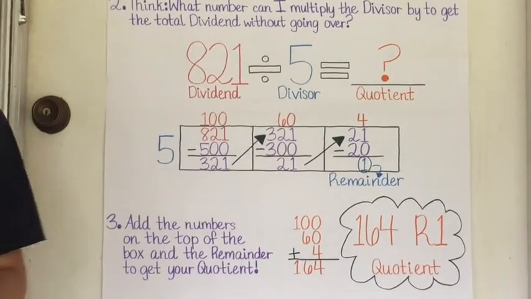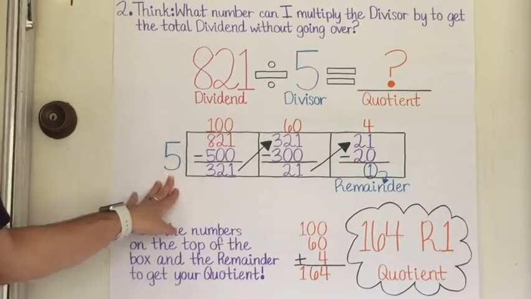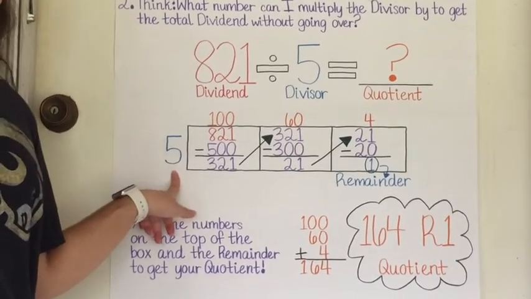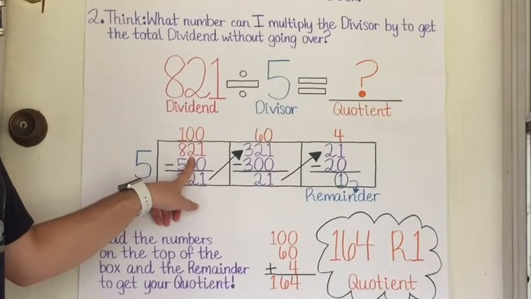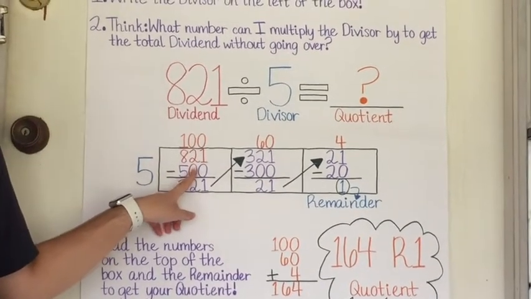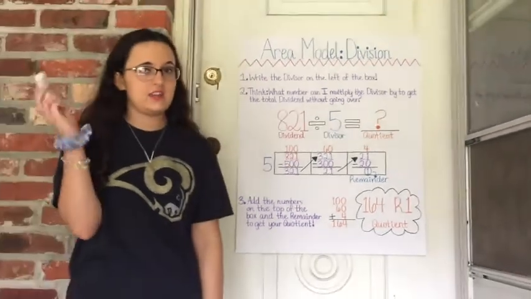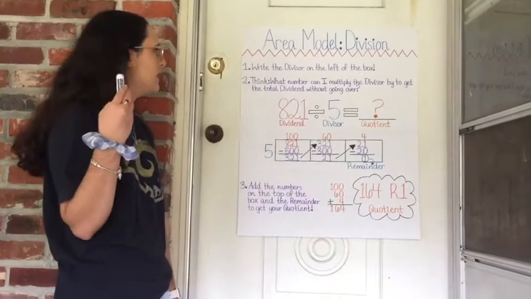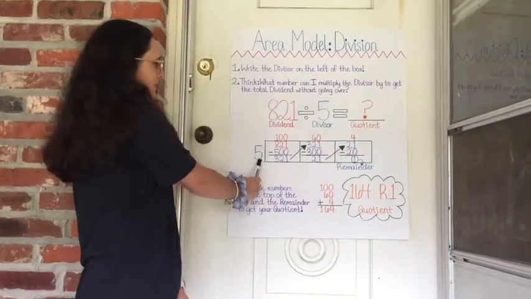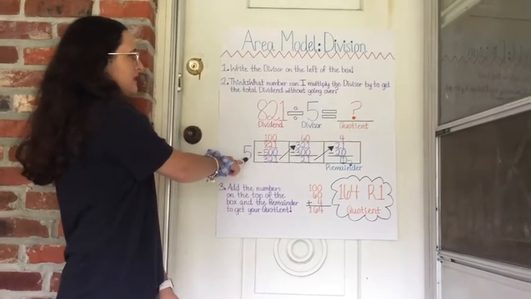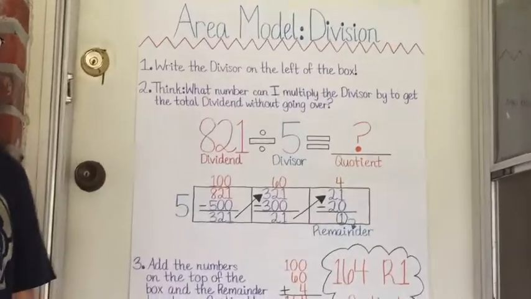The first thing we're going to do is take our divisor, which is 5, and put it on the outside of our box or grid, and then 821, which is our dividend, is going to go right here on the inside of the box. Step 2 is just going to be to think in your head. You're going to think, what number can I multiply the divisor 5 by to get the total dividend, 821, without going over?